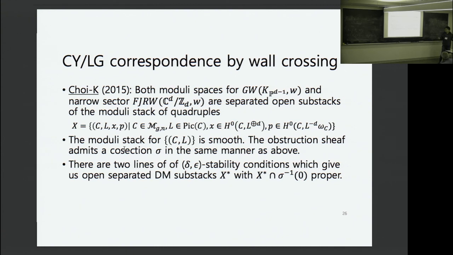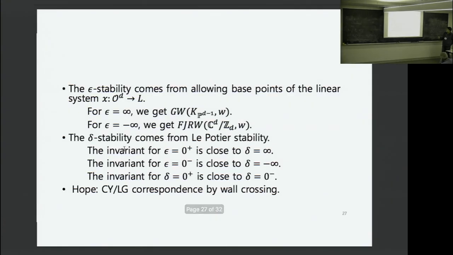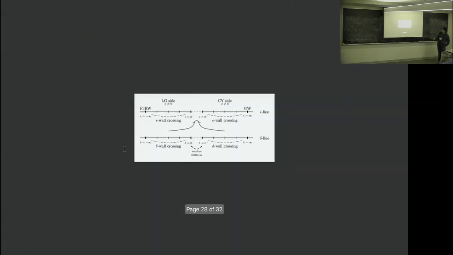There are two lines of stability conditions, two sequences of stability conditions, epsilon stability and delta stability, and the hope is to compare GW and FJRW by wall crossings of delta stability and epsilon stability. This is the hope. So epsilon infinity is Gromov-Witten, epsilon minus infinity is FJRW. We compute the wall crossing, and you will get epsilon 0 minus. You will get epsilon 0 plus. We have to compare these two. The computation is not trivial.